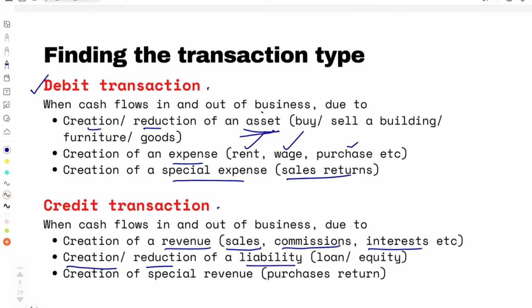Or maybe you did some purchase, but then you returned it. That is a special kind of revenue. It is not actually revenue, but you're getting money because whatever you purchased you returned. So you should think of it as a credit transaction. Why we are classifying like this is for our ease of understanding how to write the journal entries. We are trying to understand the type of transaction that is happening.